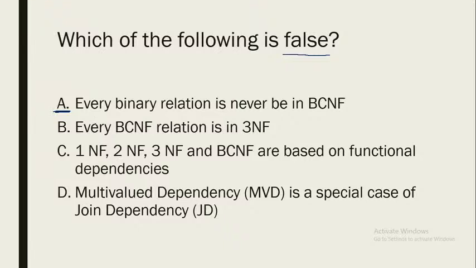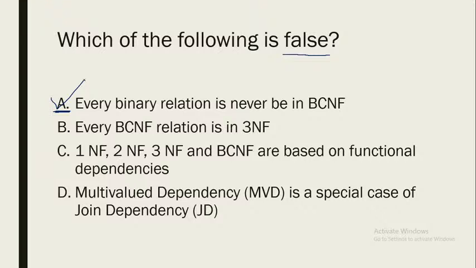So let's start with A itself. What's happening here is it says every binary relation is never in BCNF. Okay, whereas every binary relation is in BCNF, this would have been correct. So we have to find the false statement. Therefore, A is false here.